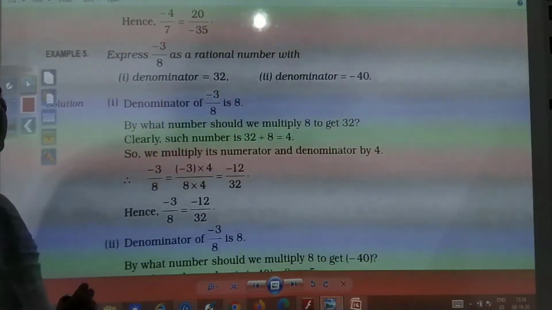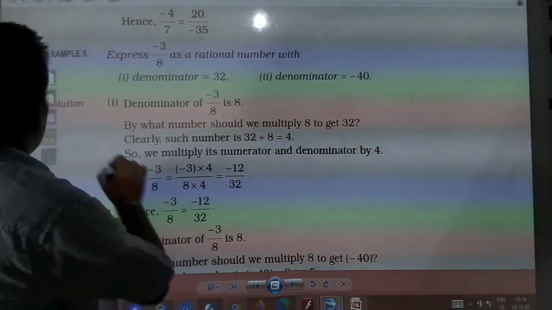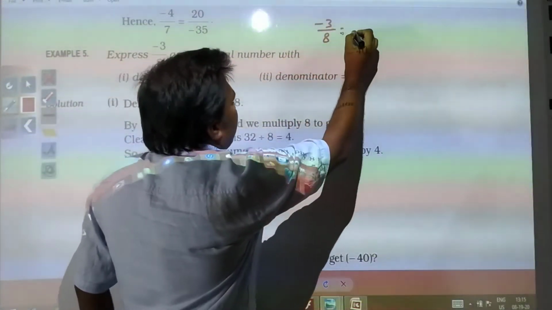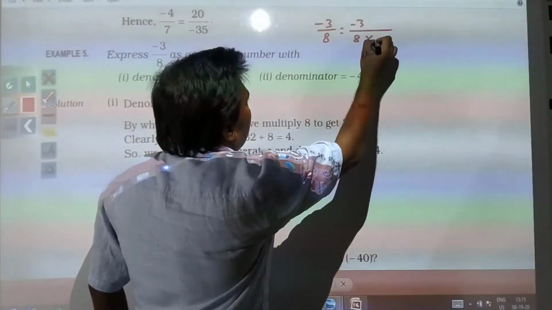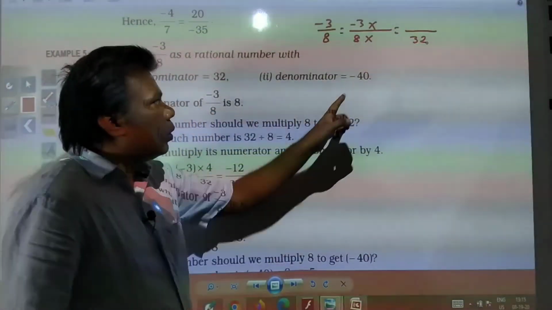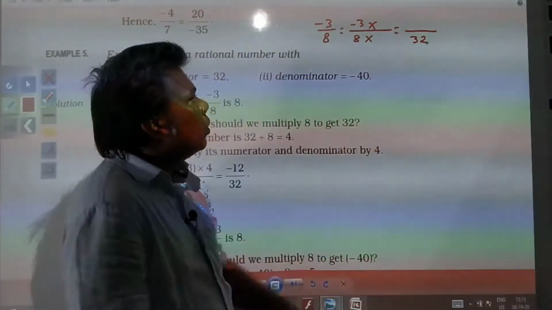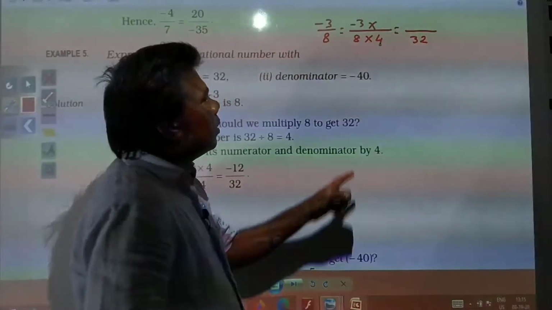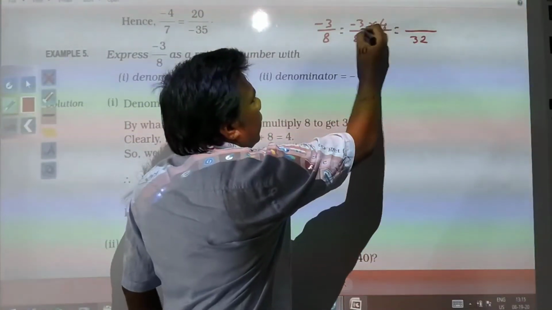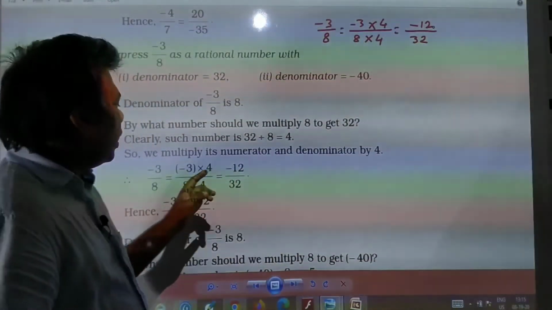Next you see, express minus 3 by 8 as a rational number with denominator 32. So your number is minus 3 by 8 and the denominator is required to be made 32. Again we need to think what number is required to be put over here, so that if you multiply with 8 you will get 32. So obviously 4 will be required, 8 fours are 32, and this 4 will be written over here also, so you will get 4 threes are minus 12. So minus 12 by 32 will be your answer.